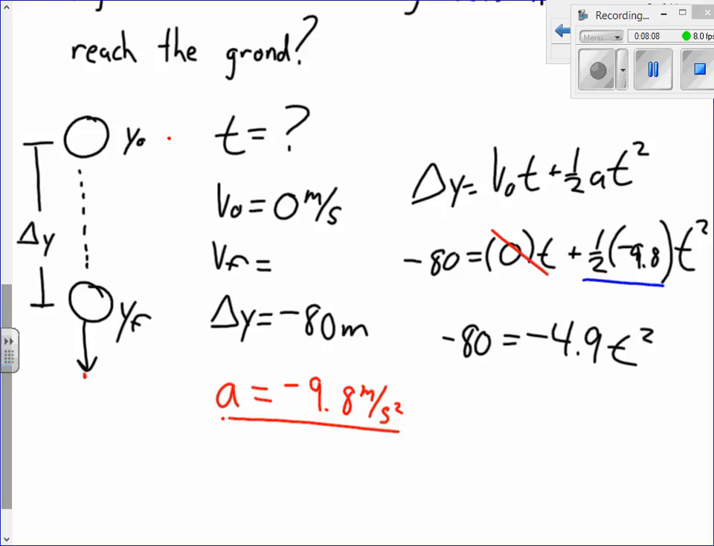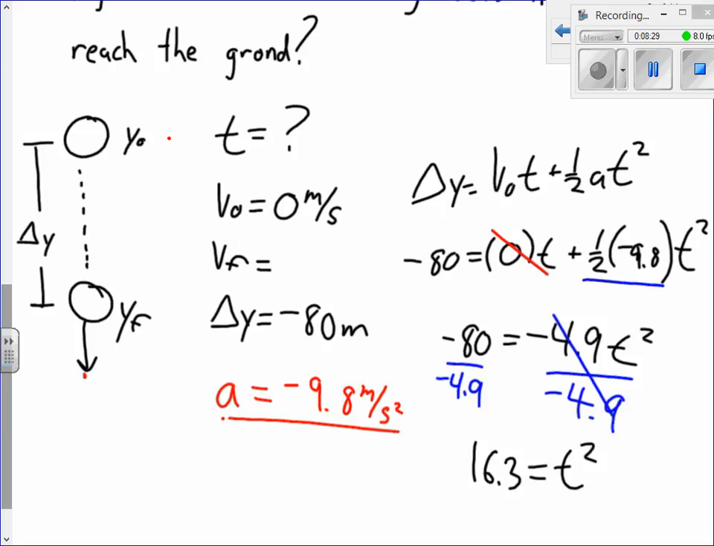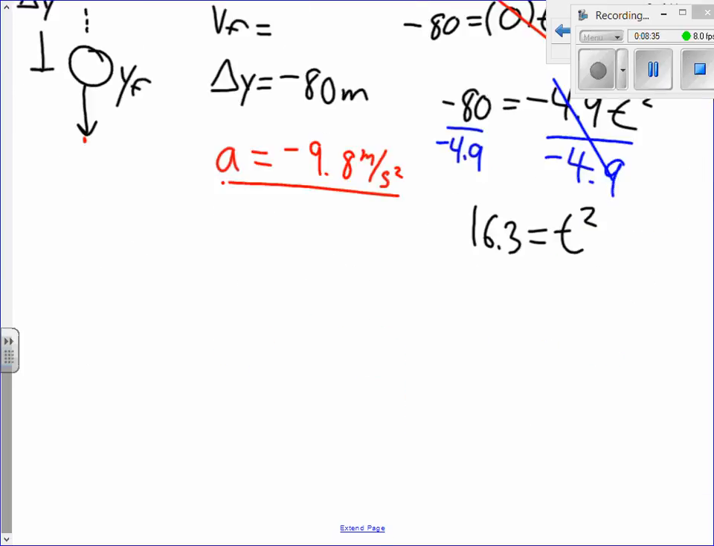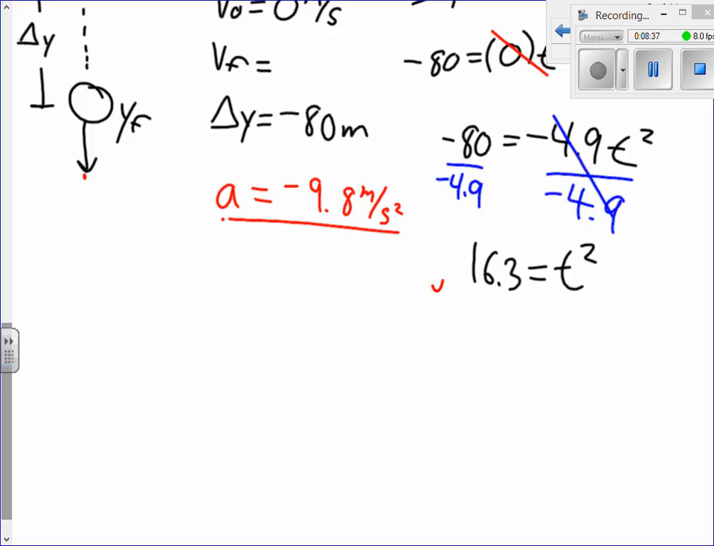From here, I divide both sides by 4.9, negative 4.9 to be specific. Those will cancel out. So I'm left with 16.3 equals t squared. And finally, to undo the square on top of the t, I will square root both sides. So here's our answer. T equals 4.04 seconds.